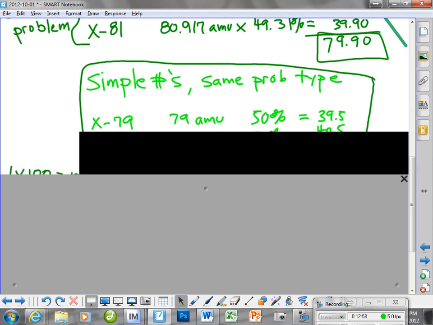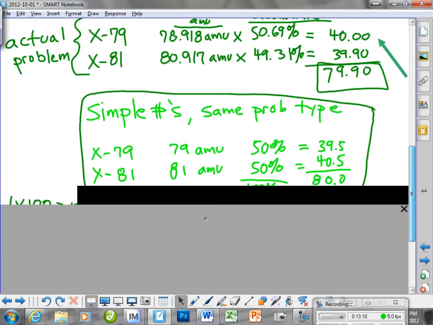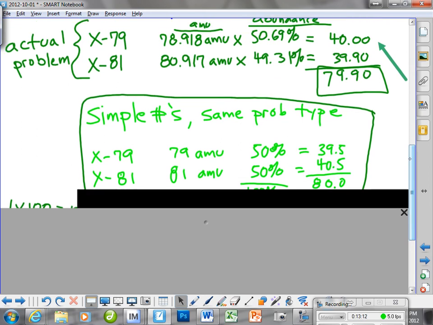And so let's go down now and look at X81 and just assume that that's 81 AMUs. It won't be exactly right, but it'll be close. And you can see the differences in the numbers here. Instead of 39.5, it was actually 40. Instead of 40.5, it was actually 39.9. So close, but not exact.